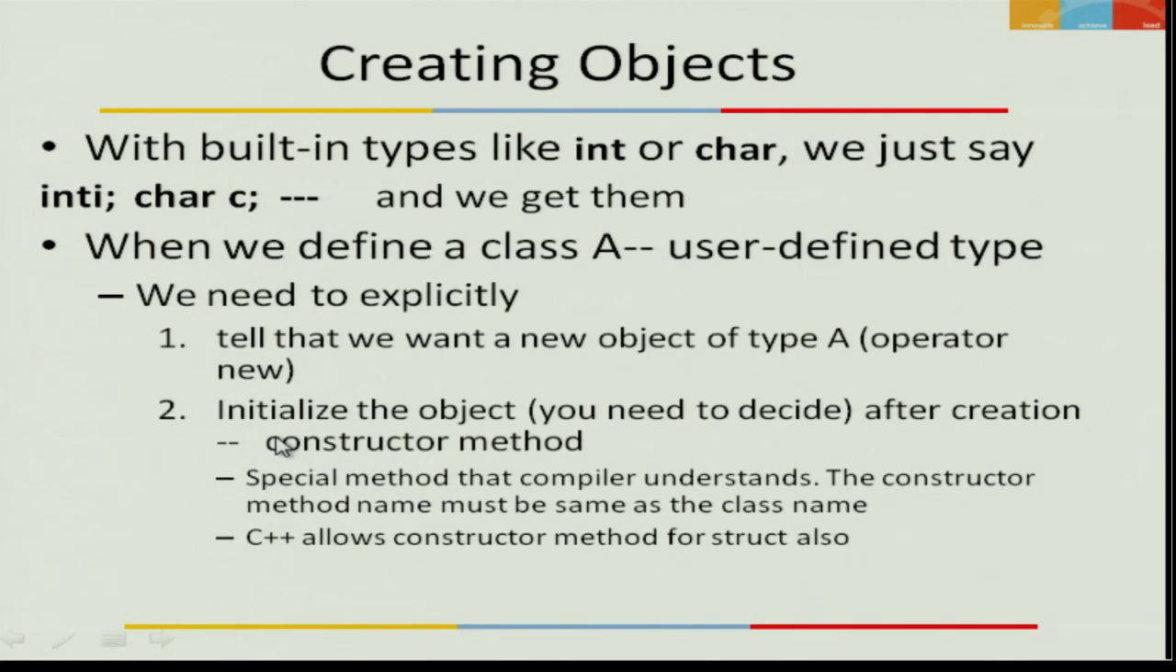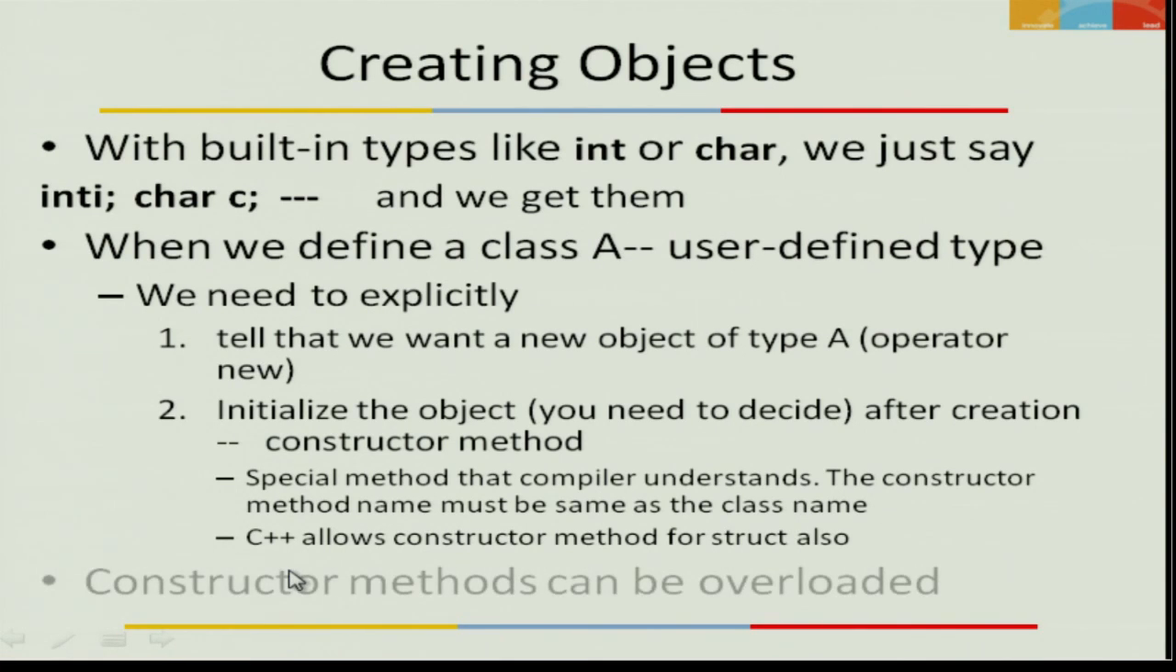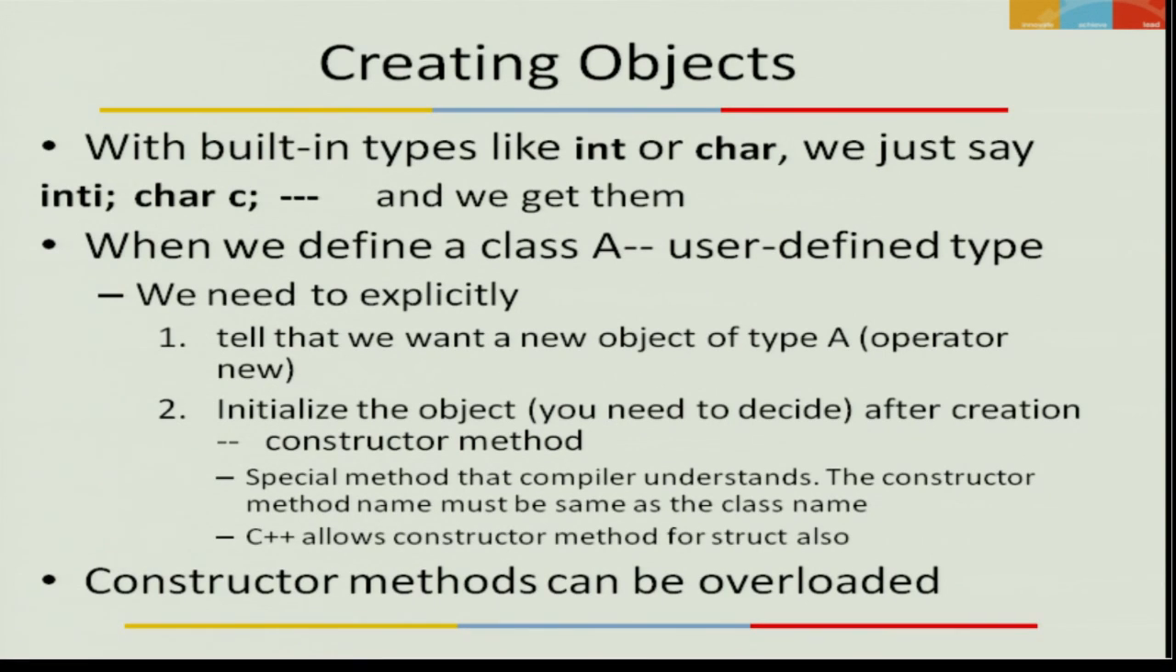We initialize the object after the creation, and that initialization is called a constructor method. That is there in both C++ as well as in Java. It's a very special method that the compiler understands. The constructor method name must be the same as the class name. That's very important. C++ allows a constructor method for struct also, but in Java, such a concept of struct is not there. Now, a constructor method can actually be overloaded. That's there both in C++ as well as in Java.